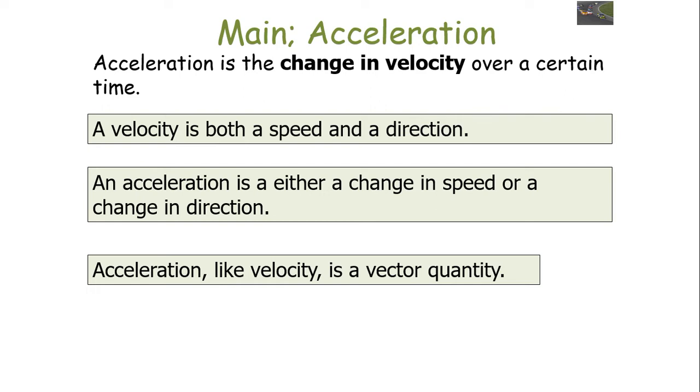A velocity is both a speed and a direction. Okay, so an acceleration is either a change in speed or it's a change in direction. So you can accelerate either by changing your speed or by changing your direction. And acceleration, like velocity, is a vector quantity, so you can have a positive acceleration and a negative acceleration because you have a direction with your magnitude.